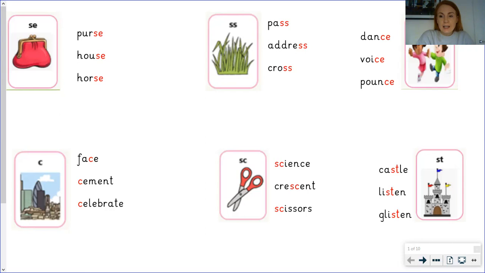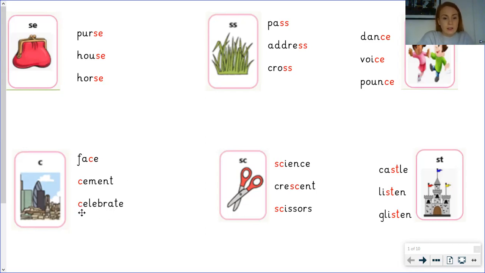Again, we've got a CE that makes a sound. S, d, a, n, s, dance, v, voice, voice, and p, ow, n, s, pounce, like a cat does. Here I can see we've got a split digraph and we've got the C that makes a sound, so we've got f, ace, and then we've got s, cement, cement, what you build houses with.